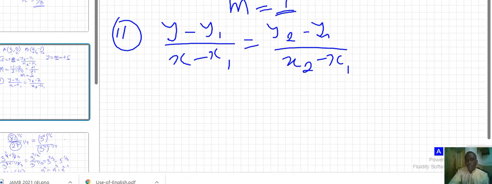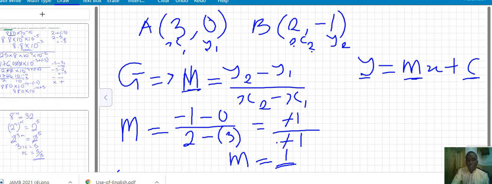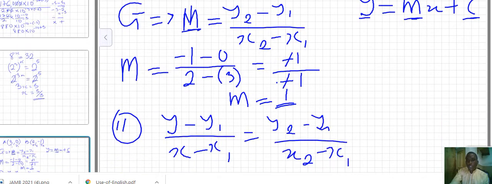Now, how do we go about that? All we need to do is to fix the parameters. We are going to fix the parameters for x1, y1, x2, and y2. Now, let's go ahead and fix these parameters.